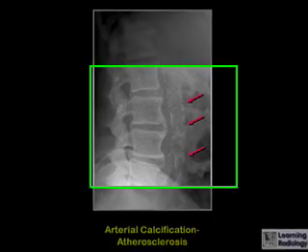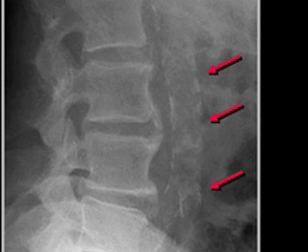This, on the other hand, is an example of the kind of discontinuous calcification, in this instance in the abdominal aorta, that is usually seen with the intimal form of atherosclerosis.